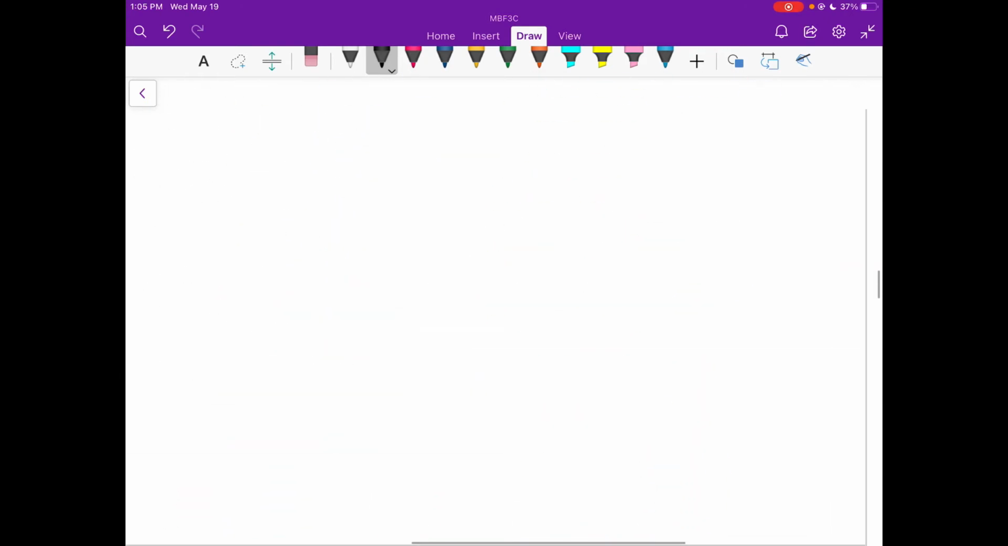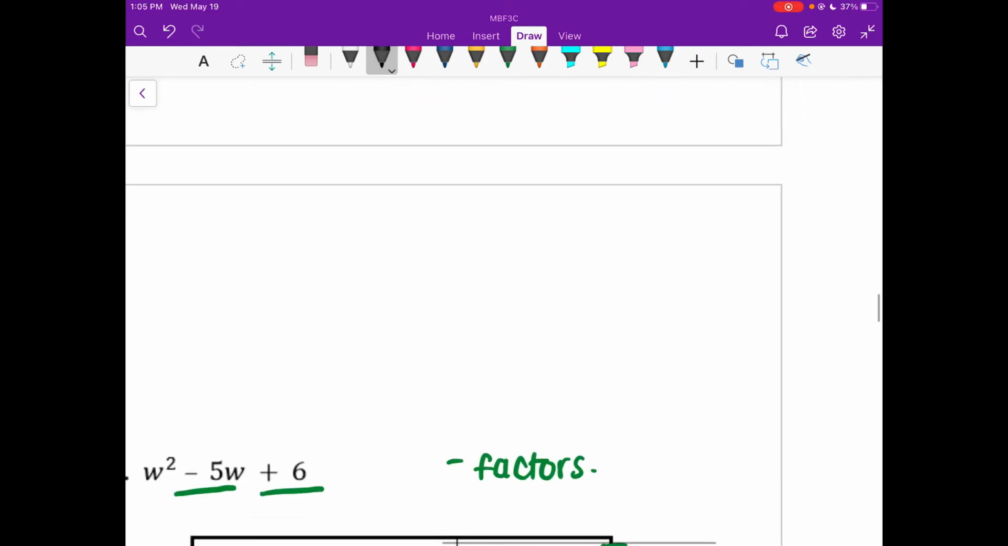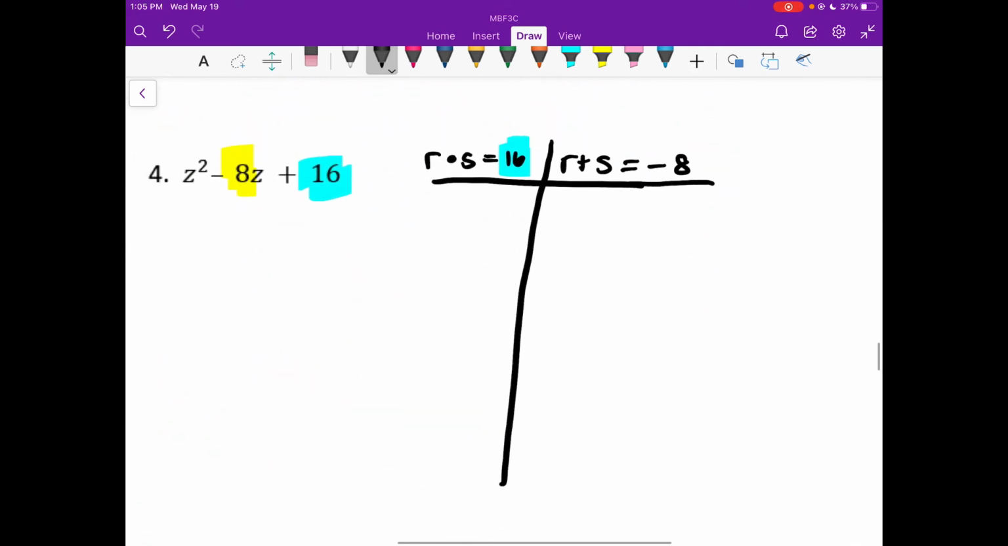If I go back up here to my chart, let's see what happens. If b is negative and c is positive, that means I'm going to have two negative values. So let's go back down and look at this. -1 times -16 will give me positive 16. -2 times -8. -3 is indivisible. -4 times -4. And that's really all you can do, right?